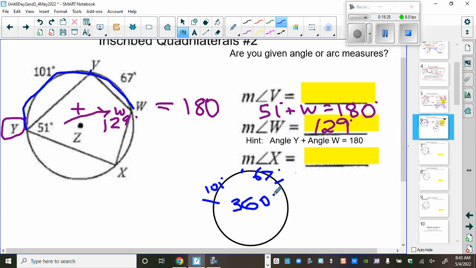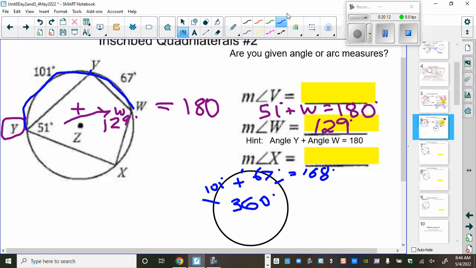So we have 101, we have 67. How many total degrees do we have so far, with the 101 and the 67? How much is that in total? 168. Good. But now, if we have 168 so far, we need the remaining amount. Can we get the remaining amount from here all the way to here?